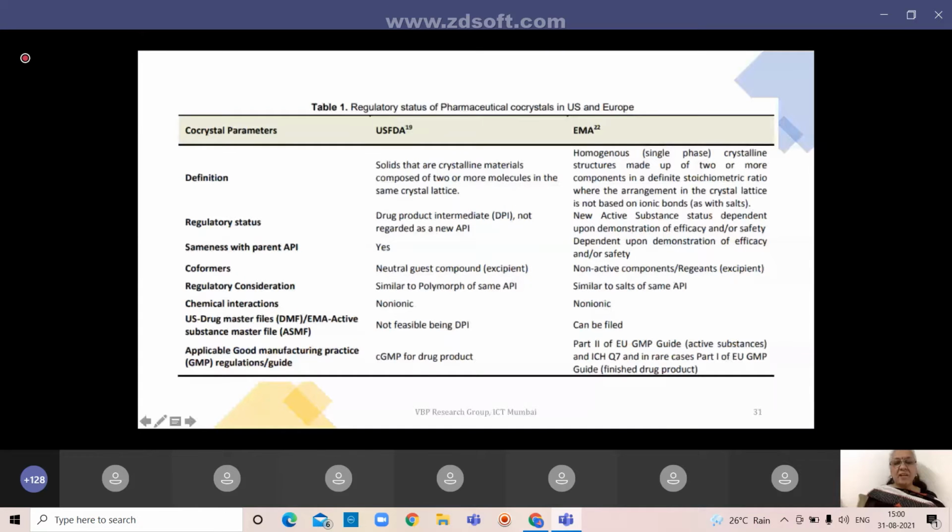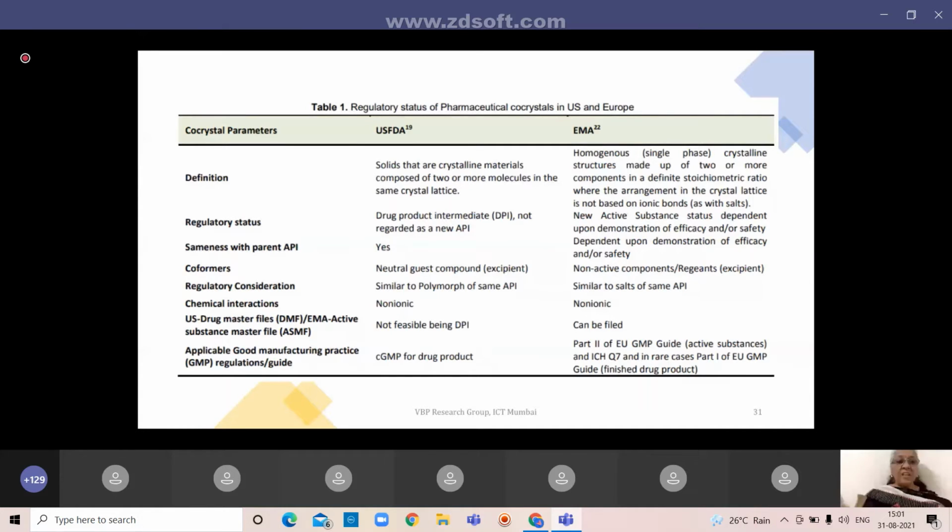Many people ask me this question at many of the forums. In fact, earlier I used to ask this question at many of the forums: what is their regulatory status? So both in US FDA as well as European Medicines Agency, it is allowed. US FDA defines co-crystals as solids which are crystalline materials composed of two or more molecules in the same crystal lattice. EMA also says that they are homogeneous, but it says they are made up of two or more components in a definite stoichiometric ratio, where the arrangement in the crystal lattice is not based on ionic bonds.